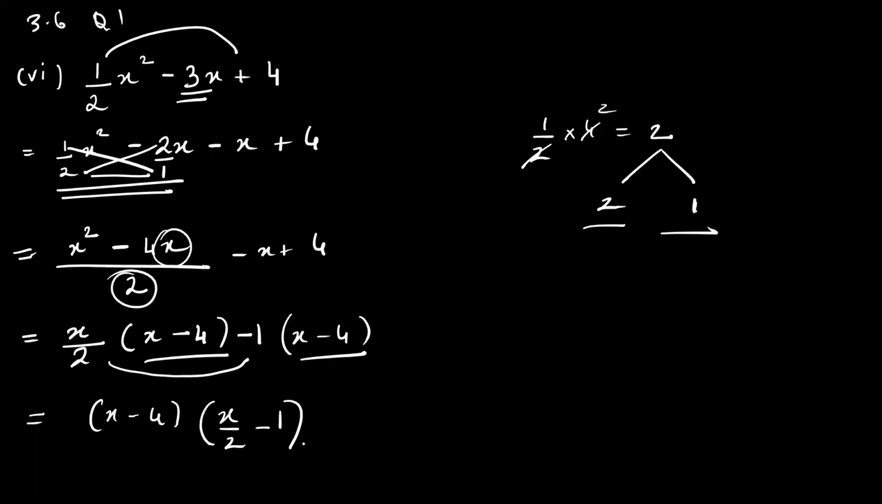Jay, I have done the same sum that you're asking. We are not cancelling 2 and 4 because whenever there's minus or plus in between, we cannot cancel.